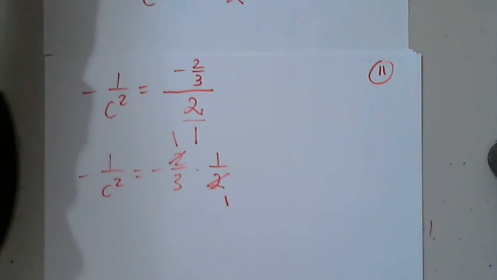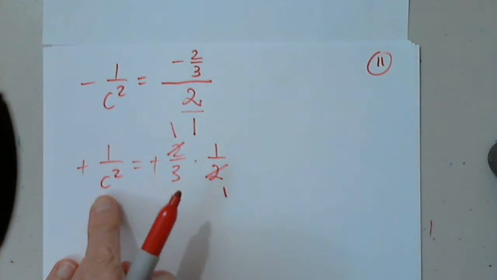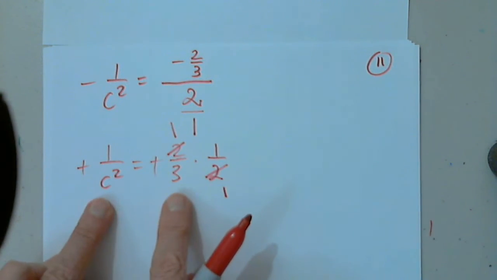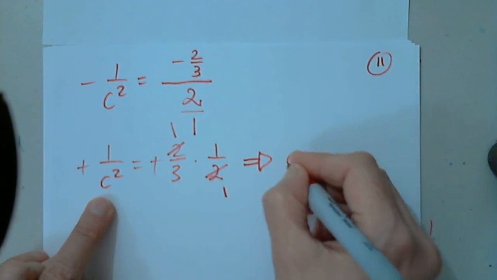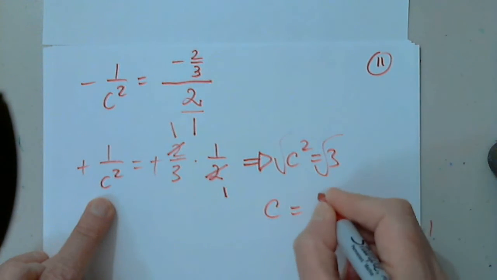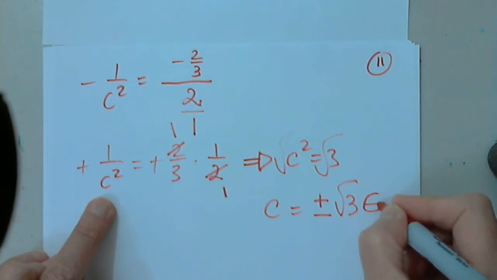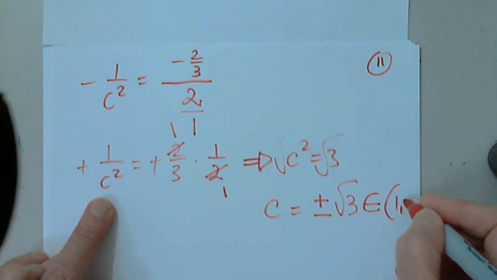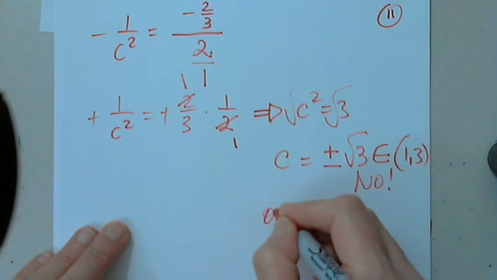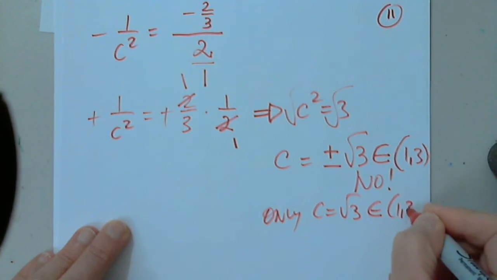So now what is left? Both are negative, so I'm going to change them into positive. The numerators are 1, so the only possibility is c squared equals 3. I take the square root. Remember, c equals plus or minus the square root of 3. Are they both in 1 comma 3? No. Only c equals the square root of 3 is in 1 comma 3.